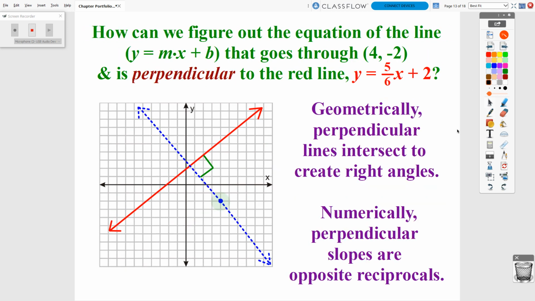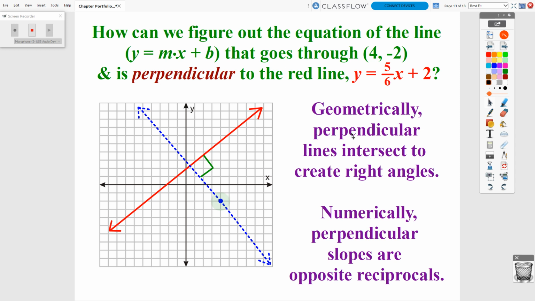So now we're going to switch gears up here. Instead of parallel, what if I wanted to find the equation of the line that still goes through 4, negative 2, so it's still the same point, but instead of it being parallel, I want to find the equation of the line that's perpendicular to the red line. And so the red line, same exact equation as before. So I'm going to keep this nice and simple here.